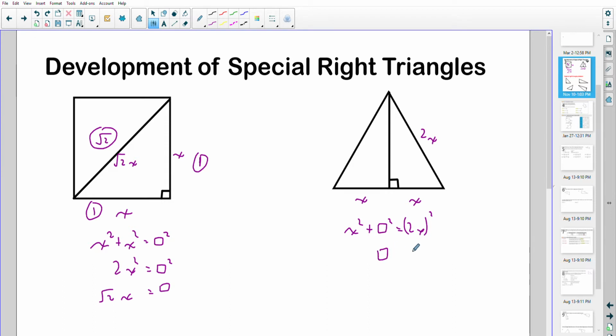And by solving for your x squared, you get square root of 3x. And so this third side is square root of 3x. And again, what you could do is think about this in terms of just numbers: 1x, 2x, and square root of 3x.